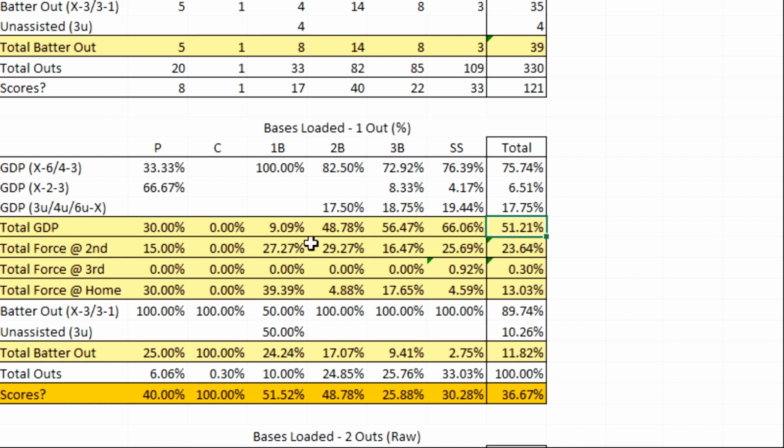Okay, now obviously it varies based on position. So a third of the balls hit to the pitcher result in a double play that gets out of the inning.